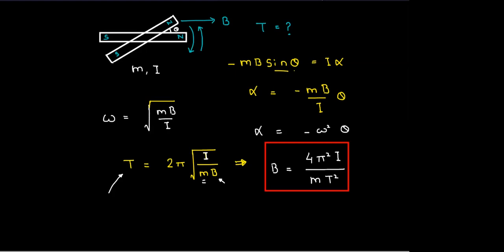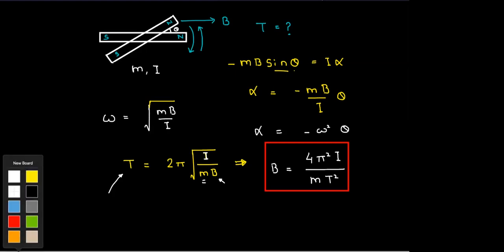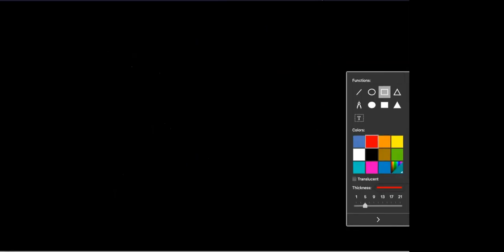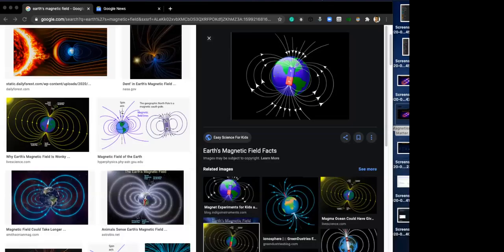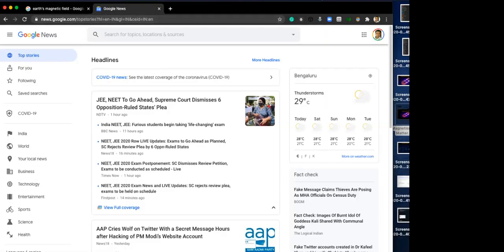Okay, Kritika, you're writing? Still having the issue? You're not writing. So what did the doctor say? Till when will this continue? Okay, JEE NEET goes ahead. Okay, fine.